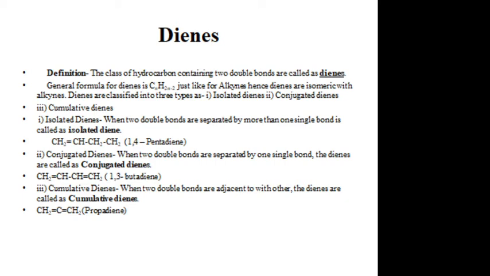The second class of diene: when two double bonds in the compound are separated by one single bond, the dienes are called conjugated dienes. For example, 1,3-butadiene. And when two double bonds in the compound are adjacent to each other, the dienes are called cumulative dienes. For example, propadiene.